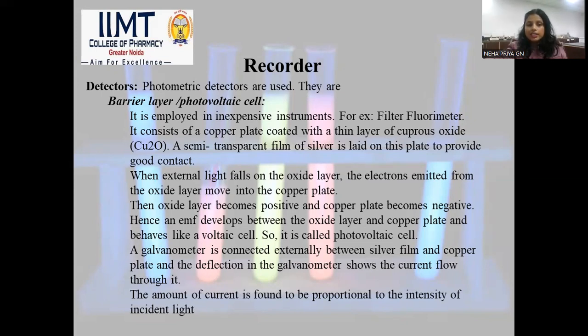There is an oxide layer over here, and a copper plate. But the thing you need to keep in mind is that selenium works as a barrier here. The second thing you have to keep in mind is that all the detectors work on the principle of potential difference.